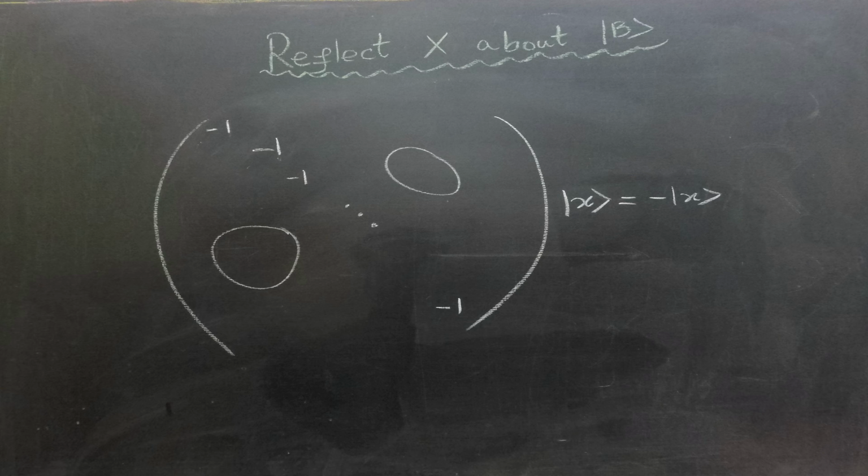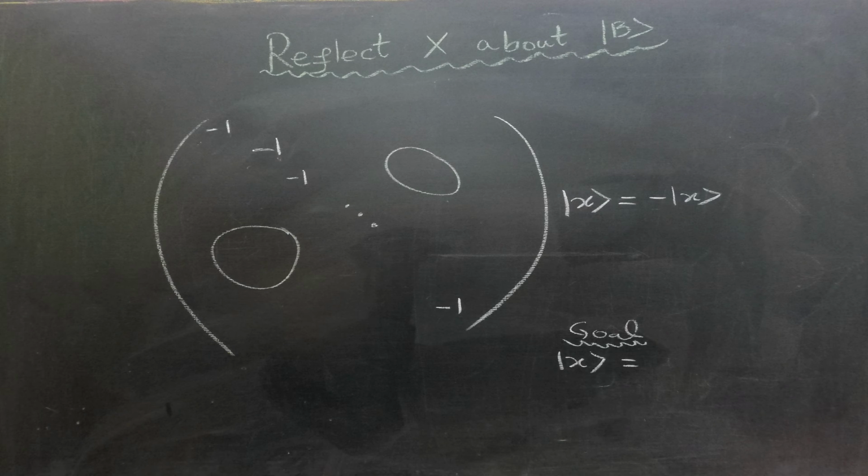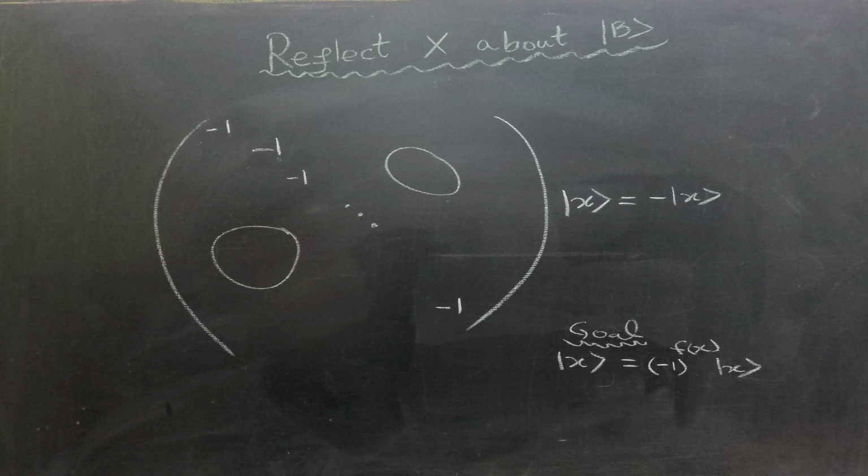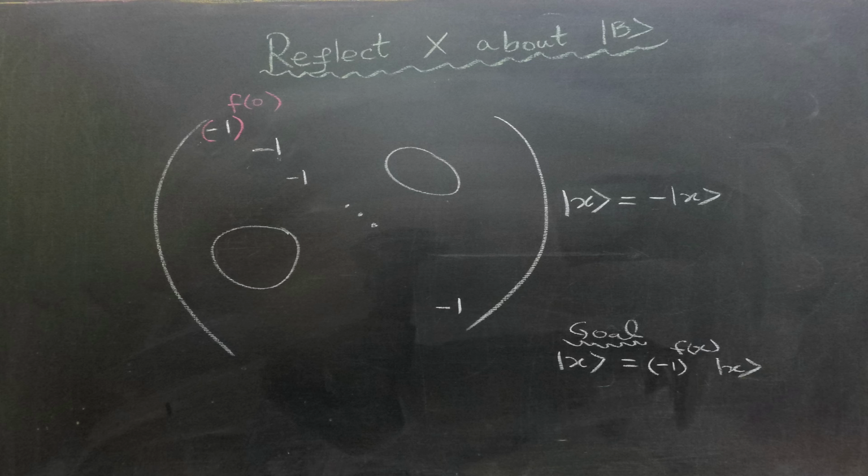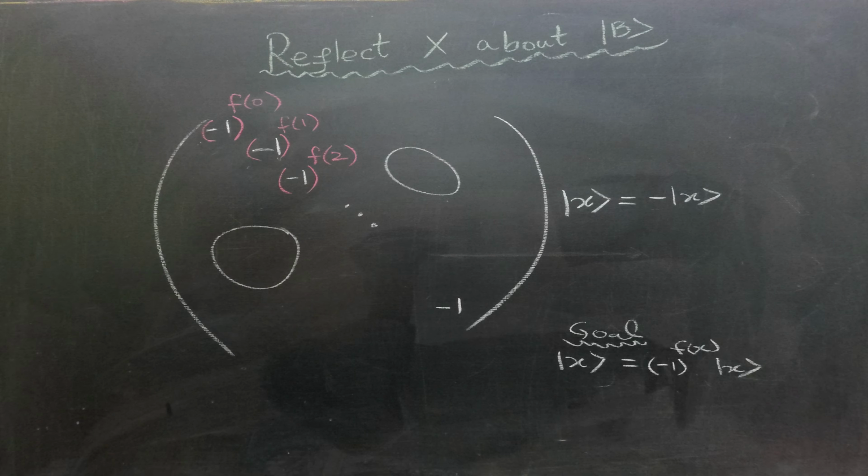However, in our scenario, we want to change the sign only if an input belongs to set A. Remember, set A consists of inputs for which the function f returns 1. This objective can be met by using a diagonal matrix with entries -1 raised to the power of f of 0, -1 raised to the power f of 1, -1 raised to the power f of 2, and the last entry being -1 raised to the power f of 2 to the power n minus 1.